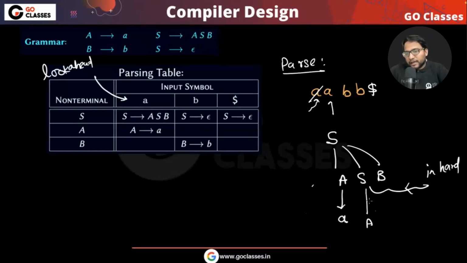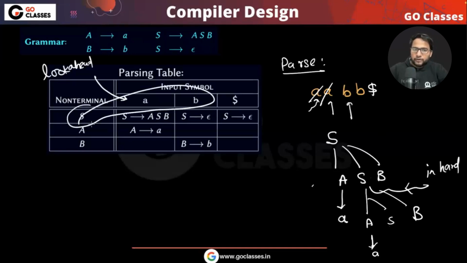So you will be choosing ASB, right? Now you again have capital A in hand, and using this capital A, you again want to produce a small a. So this one. Now you will go here. Now tell me which one to use. That's interesting. This is capital S, and you want to produce a small b using capital S. How can you produce it? You will go for epsilon, right?